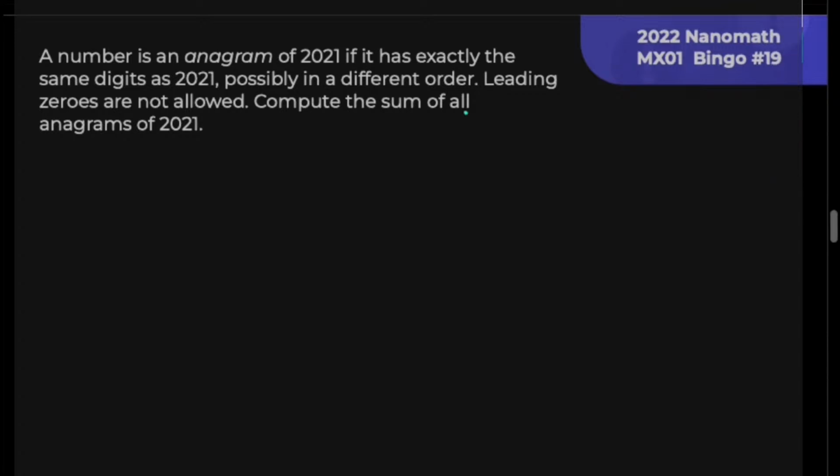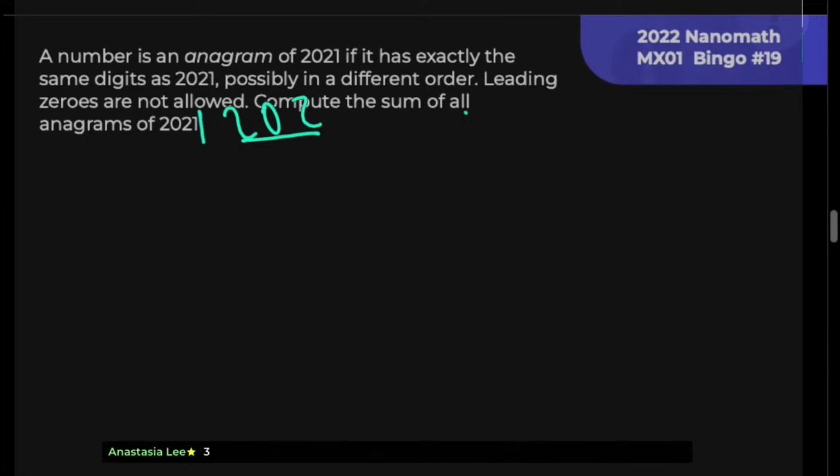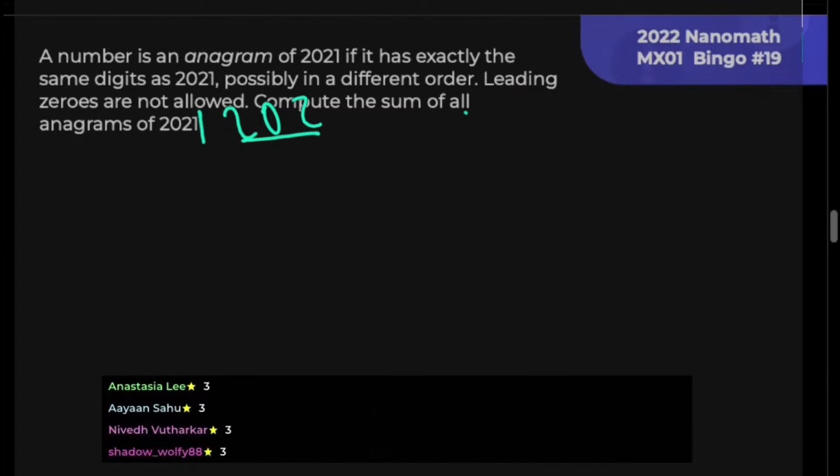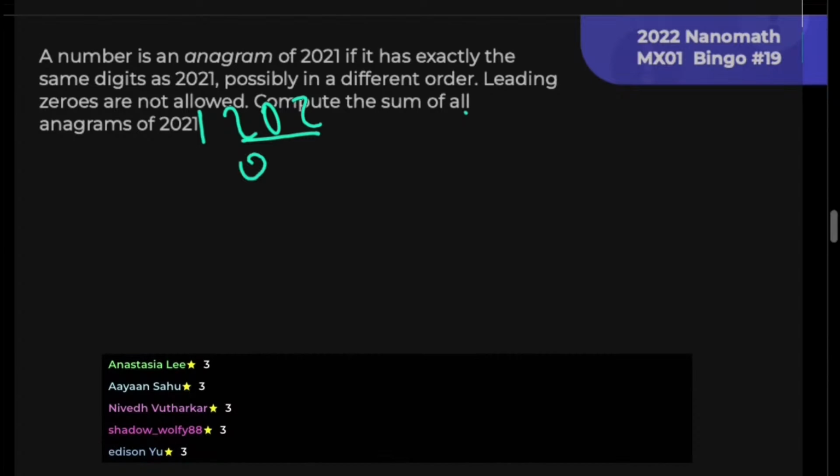So now we have 1 and then some permutation of 2, 0, and 2. But there aren't that many of these. Can anyone tell me in the chat how many permutations there are of 2, 0, and 2? 3. Yes, that is perfect. There are 3 permutations, because it just depends on where the 0 goes. So 2, 0, 2; 0, 2, 2; and 2, 2, 0. And you can see it sums to 4, 4, 4, right?